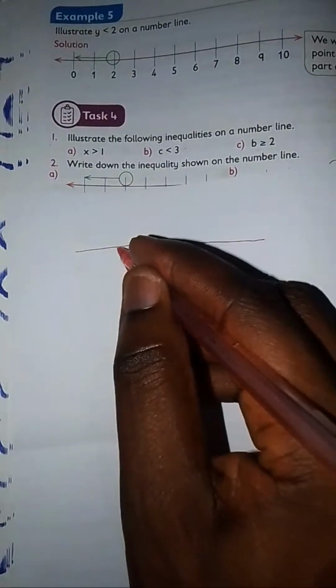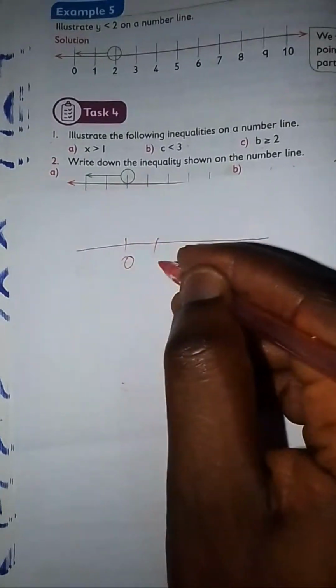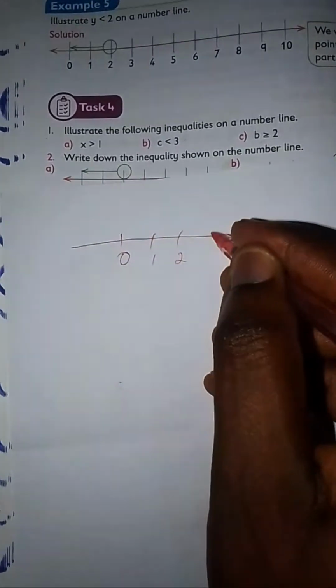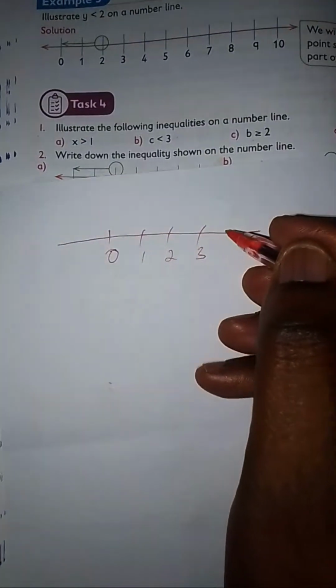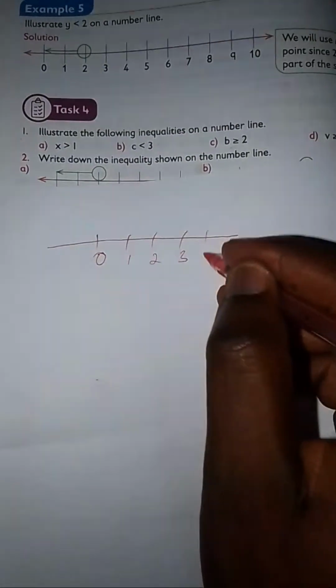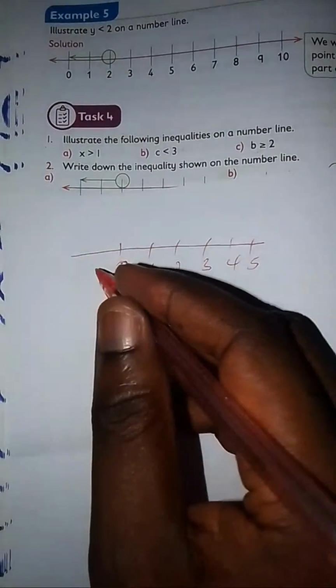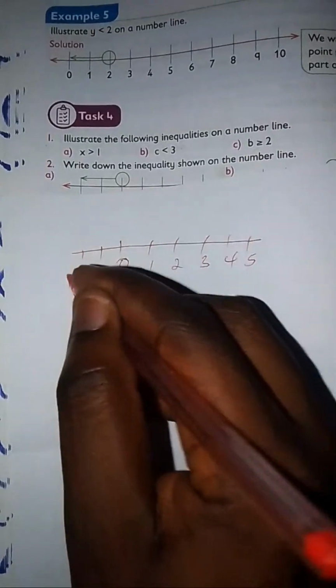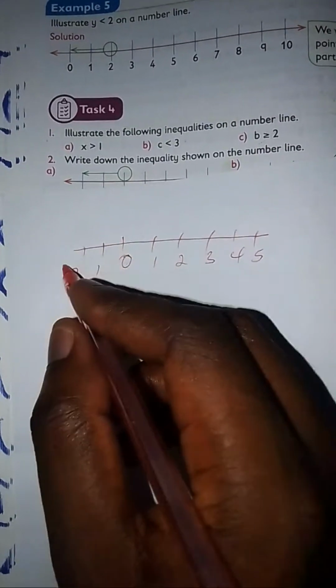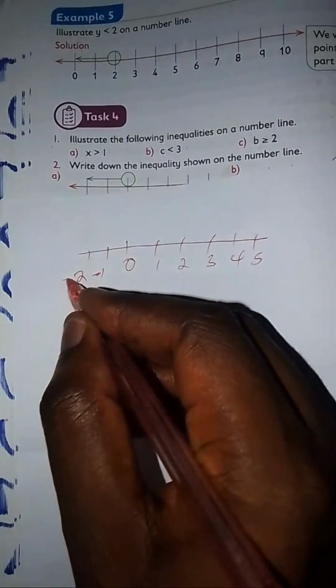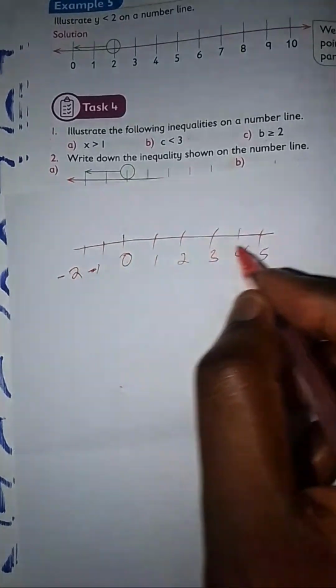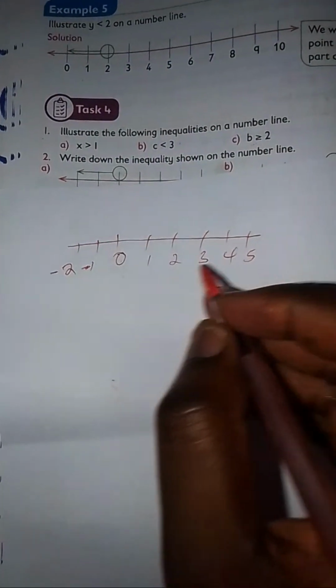Then after drawing the number line, you mark 0, 1, 2, 3. I want us to stop at maybe 5: 3, 4, 5. So that is 5. Then maybe we draw here 1, 2. Now from 0 moving towards the left, we have negative numbers. From 0 moving towards the right, we have positive numbers.